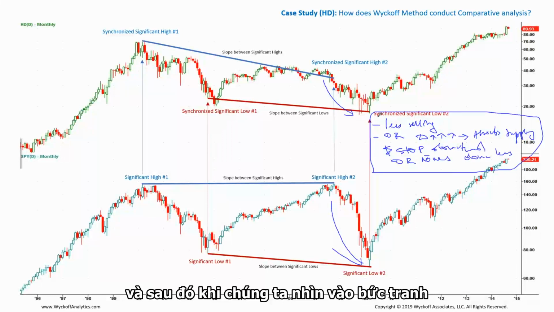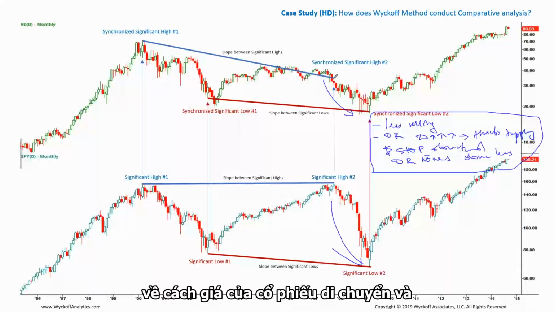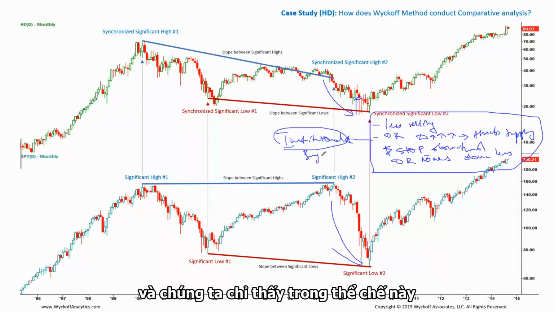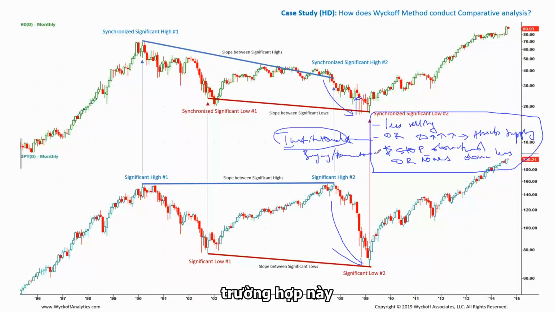And then when we look at the picture of how the price of the stock moves, and we see that it moves less, there is less selling, we see some elements of the demand, let's say on those type of bars where the price recovers really quick, we would be saying that those are all the elements of institutional buying. And we just saw this institutional buying, or institutional accumulation in this case, through comparative strength.